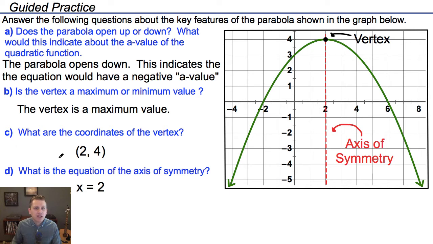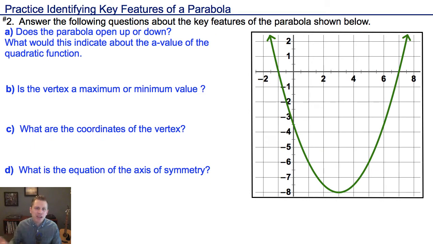The other thing that we should notice is the x value from the axis of symmetry equation is the same x value from the vertex. This will always be the same. Let's see if you could answer one of these questions about the key features of a parabola on your own.